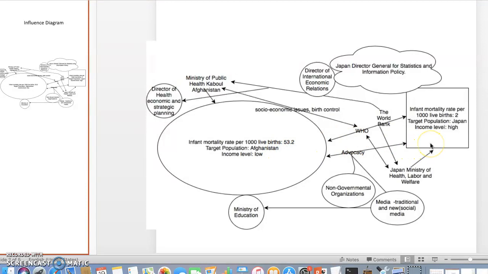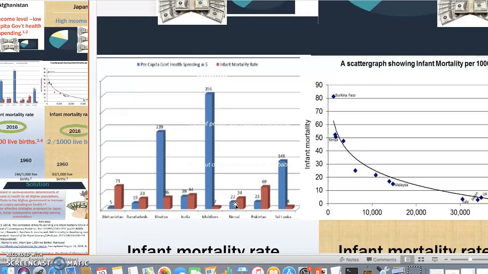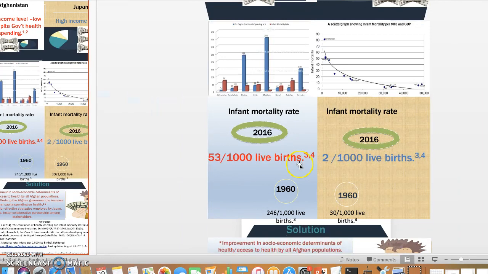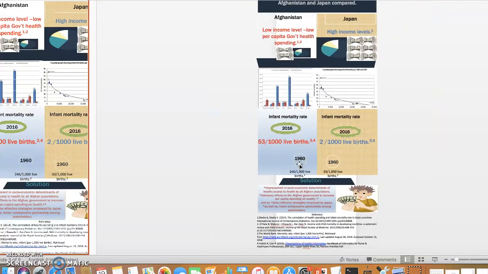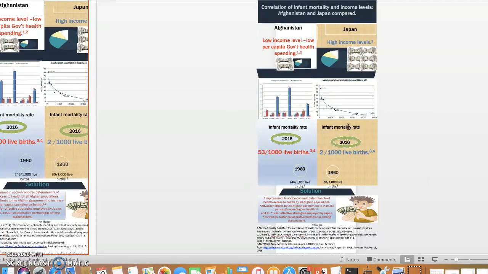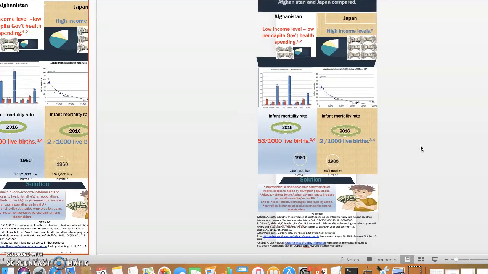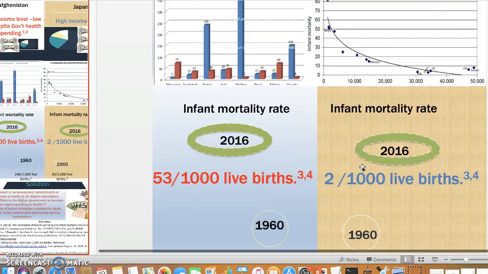Since Japan has a very good statistic for infant mortality rates, it is very imperative that such an influence diagram, having all stakeholders together, have some form of correlation, some form of partnership and collaboration that can help to make a significant impact. We're going to go ahead and look at the infographic showing the correlation of the infant mortality and income levels between Afghanistan and Japan. I have narrowed it here so that we can see it as an infographic. And now let's expand it so that we can see what is on here.